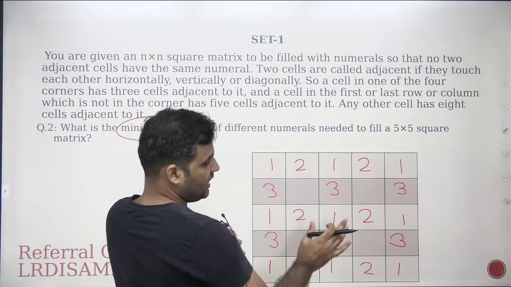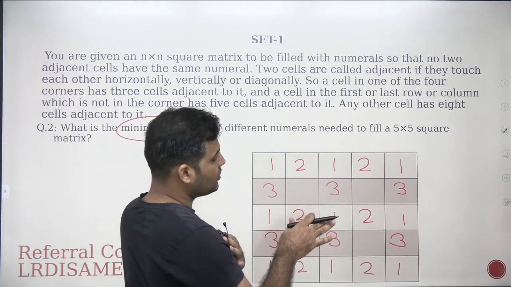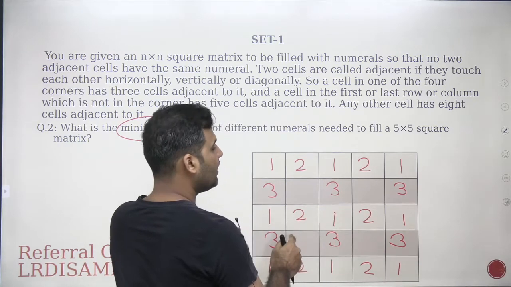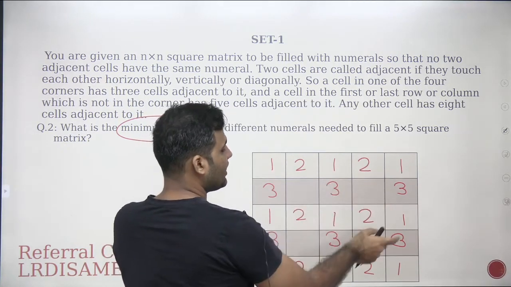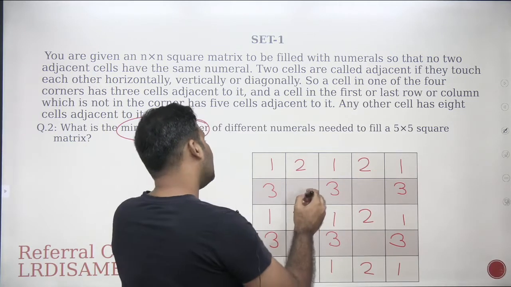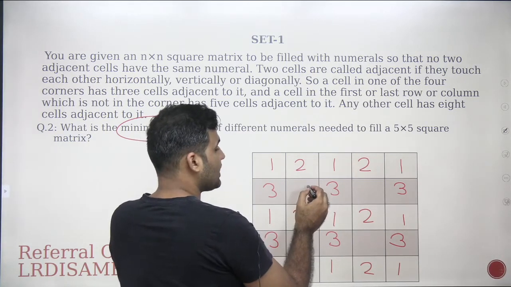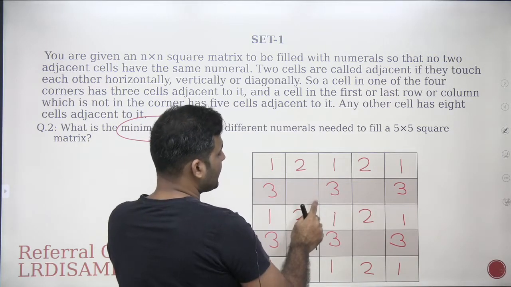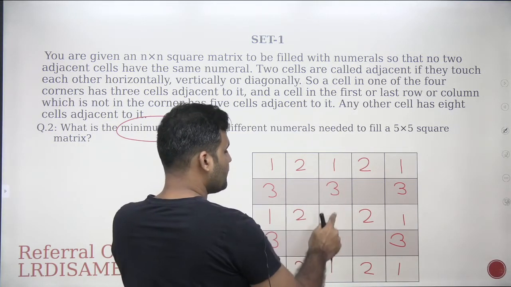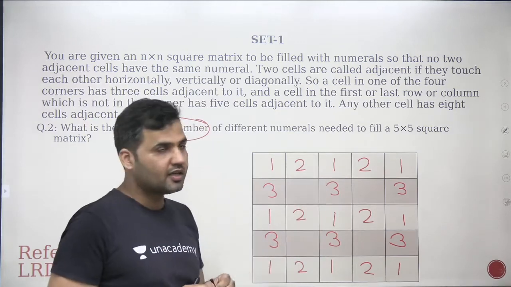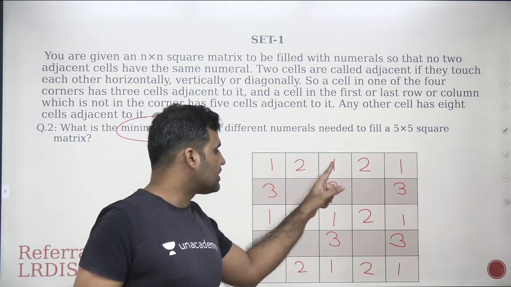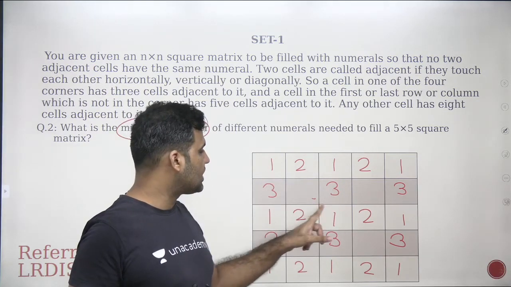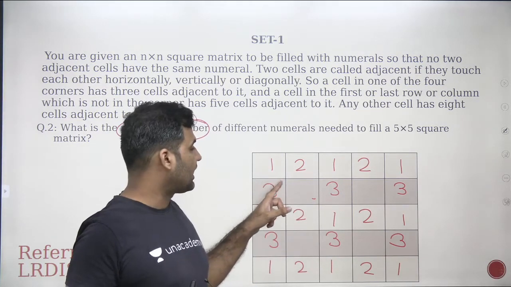Now, is there any other possibility? Is there any cell available where I can use the digit 3 again? No, I cannot use it because all the 4 vacant cells are adjacent to a cell where 3 has already been used. That means now I have to use a different number. Okay, if not 3 then 2? No. See that this particular cell is adjacent to all of these 9 cells. You see that? This particular cell is adjacent to all of these 9 cells. So none of the digits which have been used in these 8 cells can be used here.